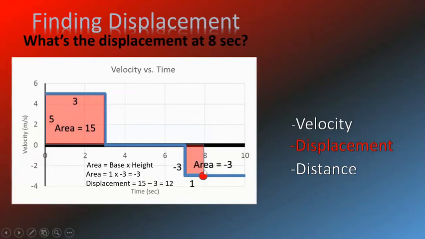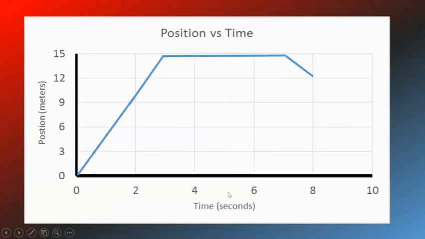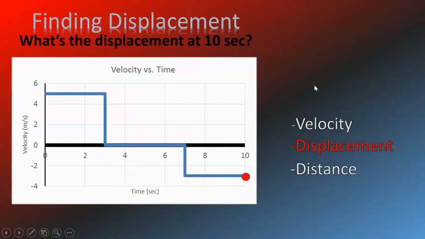So the total displacement would be 15 plus -3. Okay, which is the same thing as saying 15 minus 3, or 12. And you can see that it goes down to 12, right? And so there's a straight line between where it started moving again and 12 at 8 seconds.